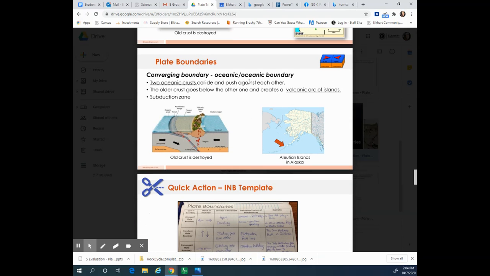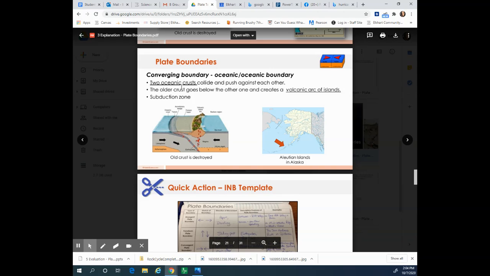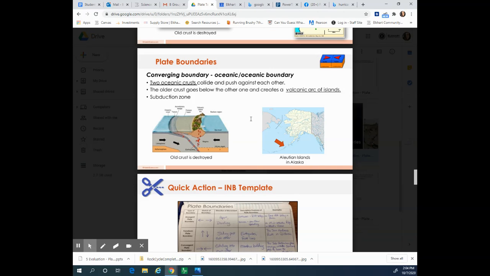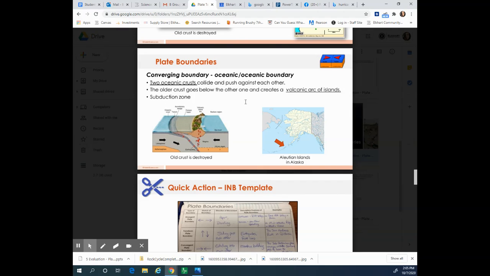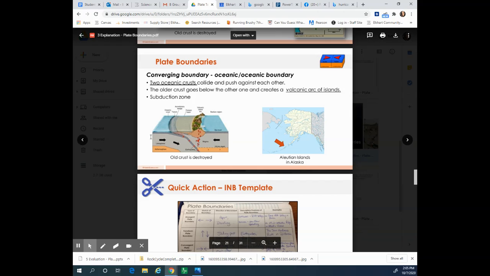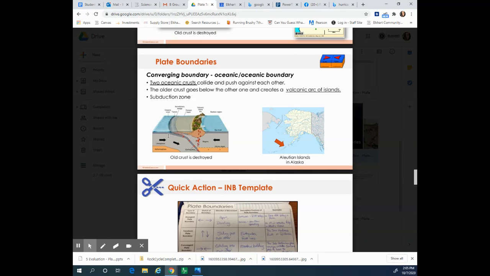Converging boundary. You have ocean to ocean boundaries. When you have two oceanic crusts, they collide and push up against each other. The older crust goes below the other one and creates a volcanic arc of islands. This is a subduction zone because you lose crust because the two ocean crusts are crashing together. The older crust is going under the newer crust, and it creates all of these wonderful little volcanic islands. It's also responsible for creating the Hawaiian Islands.